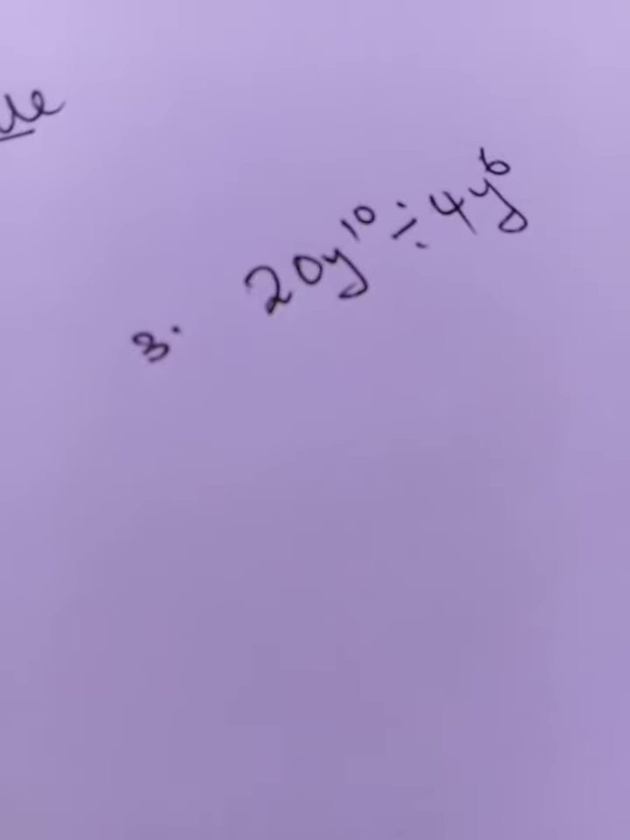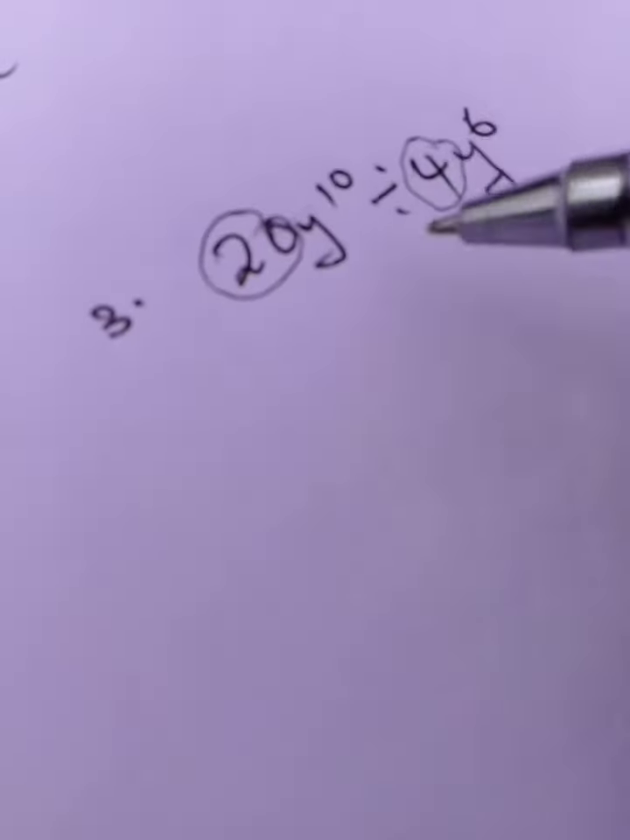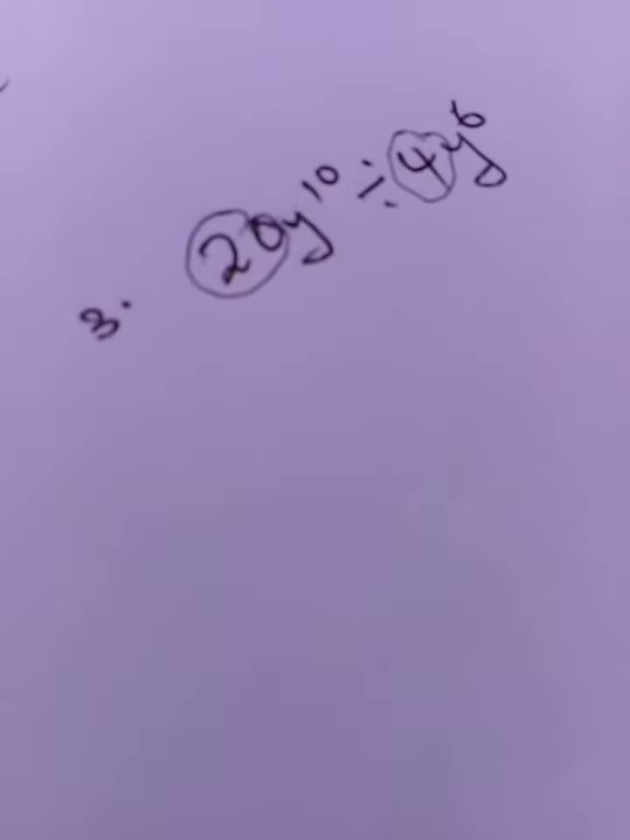So this is our third question. As you see, this question has a new concept, a little different from the previous questions. We have some numbers in front of our bases. What I mean here is that 20 and 4 are in front of our bases. Whenever we have a number in front of our base, we are going to divide those two numbers as usual.